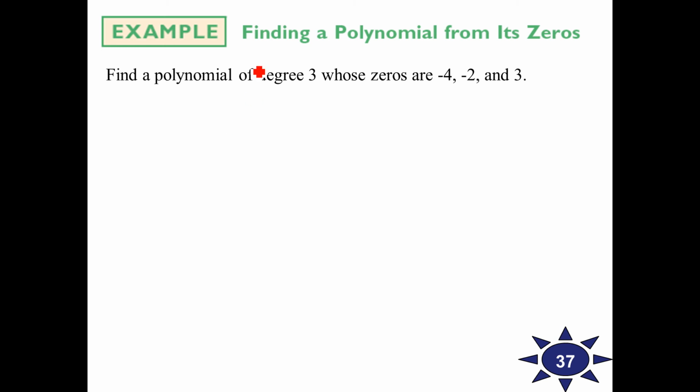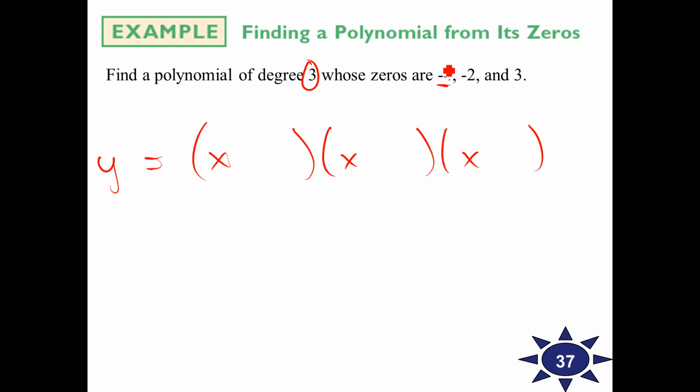So let's find a polynomial of degree 3. If we have degree 3, we know we're going to have 3 parentheses with x in them equal to y. And if our zeros are negative 4, then our parentheses is going to be plus 4. Negative 2 will be plus 2, and positive 3 will be minus 3. Let's find that polynomial by multiplying all the way out.